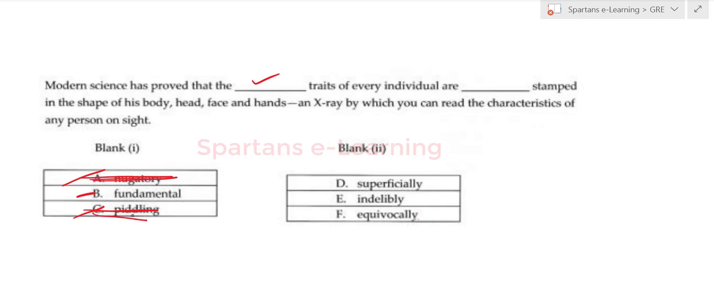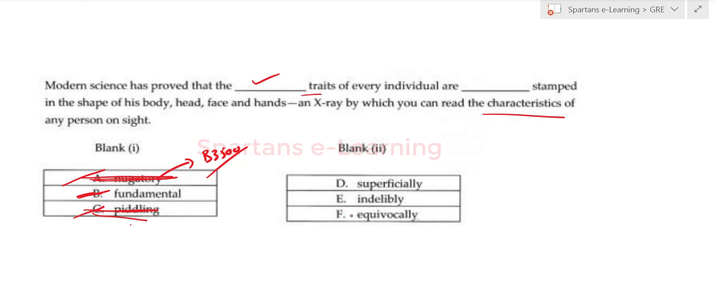Supposing that you don't know the meaning of piddling, still you will be able to answer this question by the sense of the sentence, right? These traits are important. Why? Because they basically determine the characteristics of a person. So this must be important, so it is fundamental. Now nugatory is an important word. This is there in Barron's 3500 word list, right?